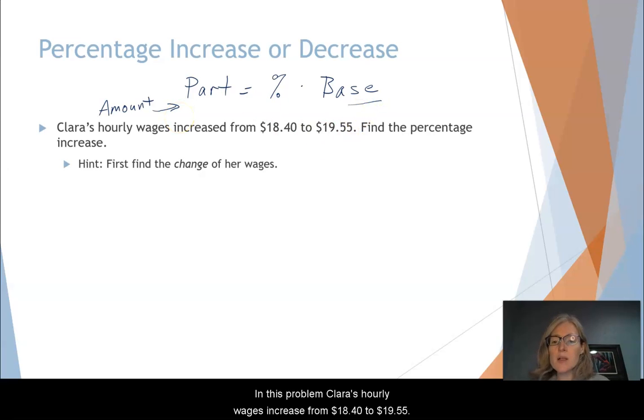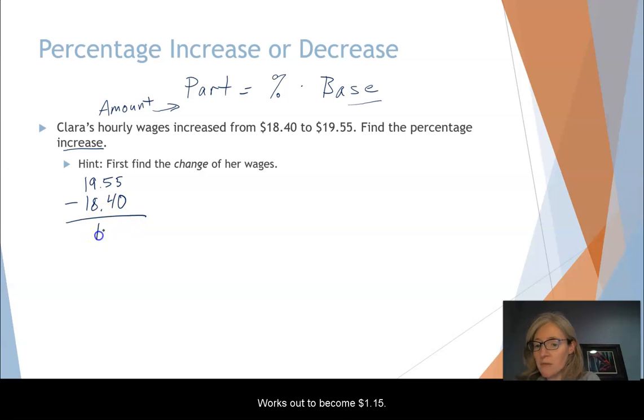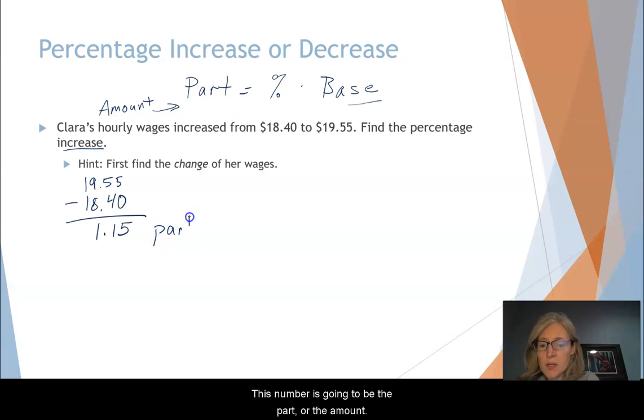In this problem, Clara's hourly wages increased from $18.40 to $19.55. Find the percentage increase. Since we're looking at the percentage change, the percentage increase, what we want to do is find the change of her wages. This would also be true if we were computing a percentage decrease. $19.55 minus $18.40 works out to become $1.15. This number is going to be the part, or the amount.